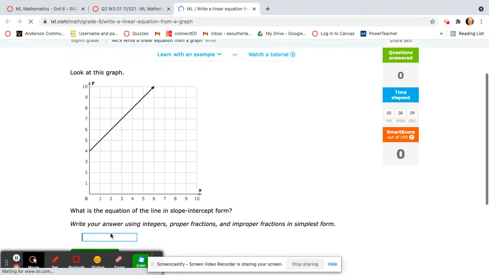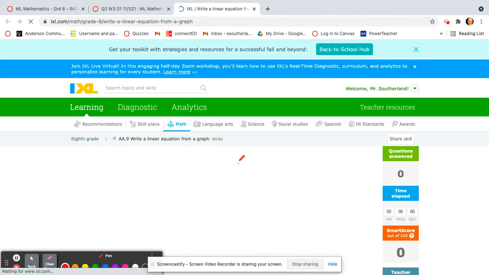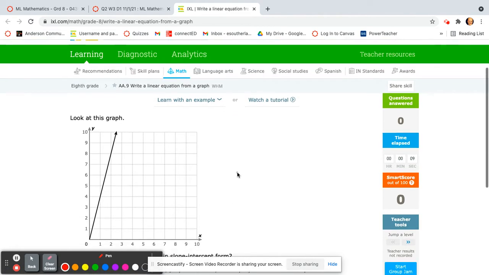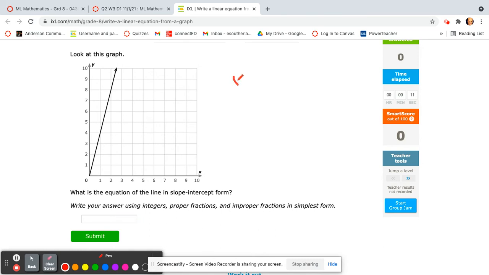And so the first thing that we need to remember is that equations are always written in the form of y equals mx plus or minus b. If it's a positive, it's going to be a plus b. If it's a negative, it'll be a minus b. So when we look, we need to know what b is, which is the y-intercept. It's also where you always start.